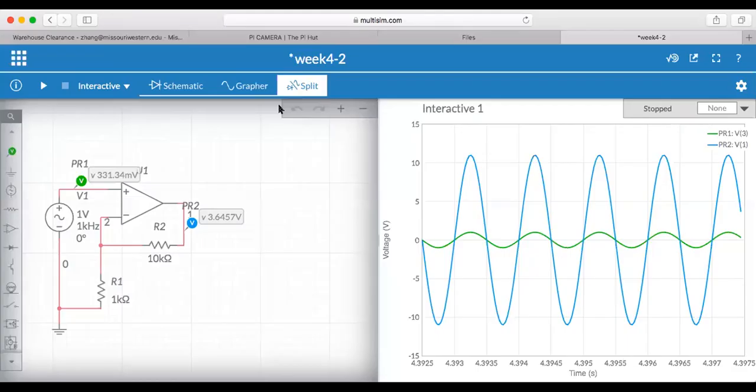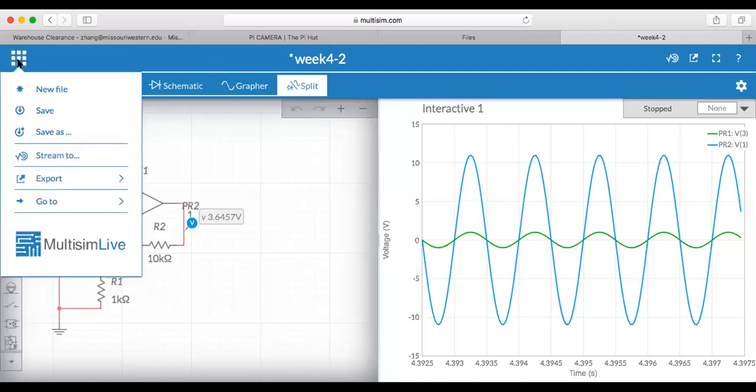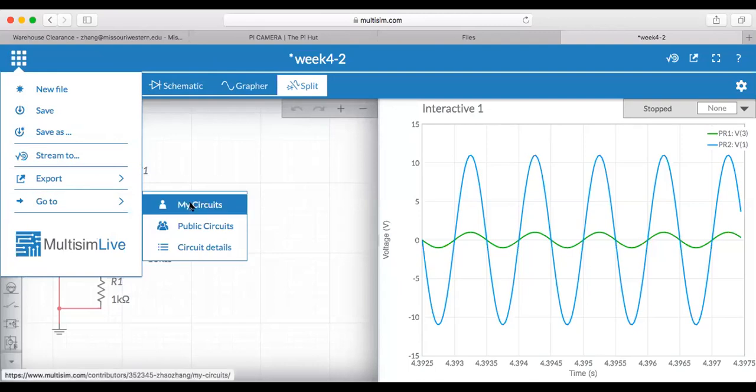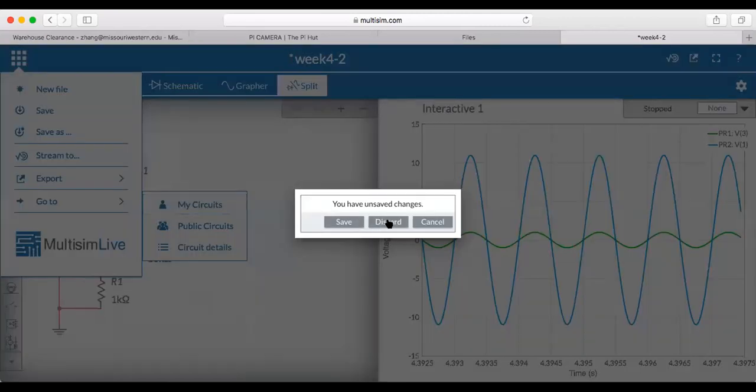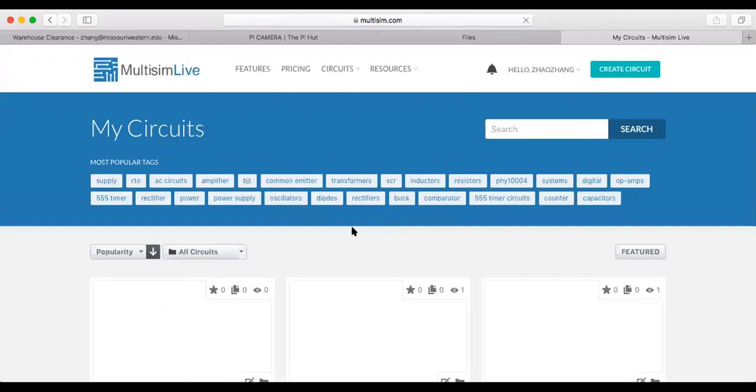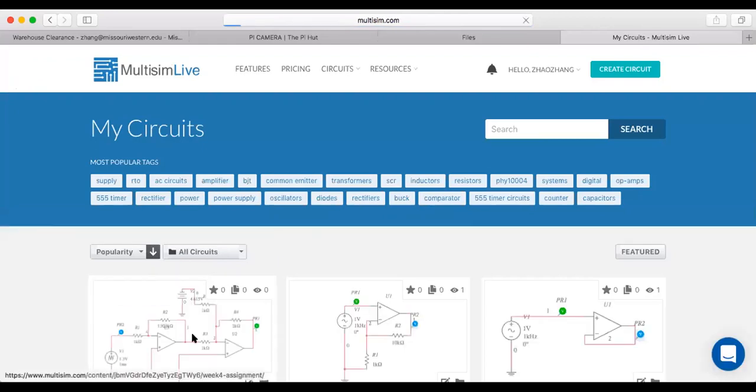I will demo it here. I just did it right before the class. So let me show what this circuit do. So let me go to the circuit. So this is the assignment circuit.